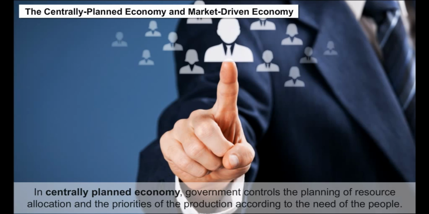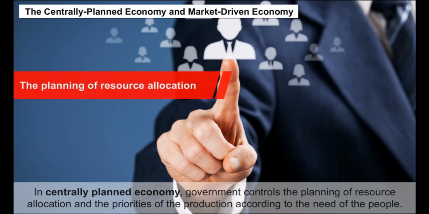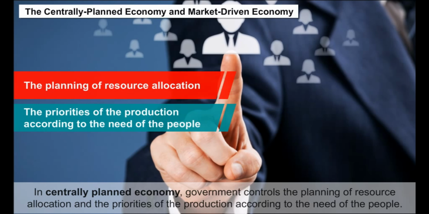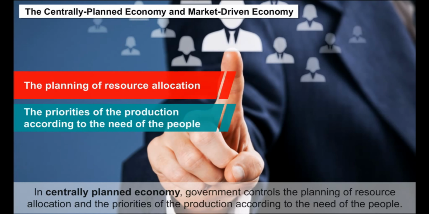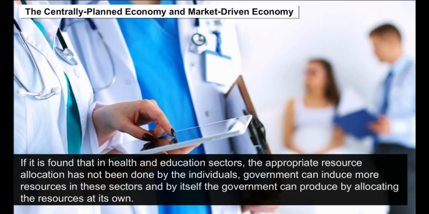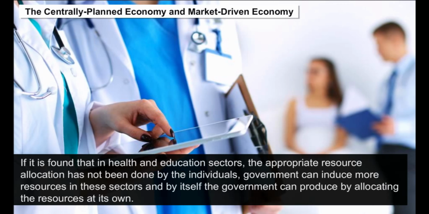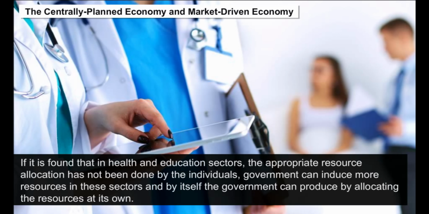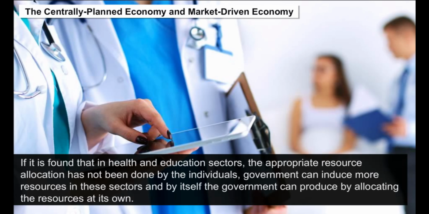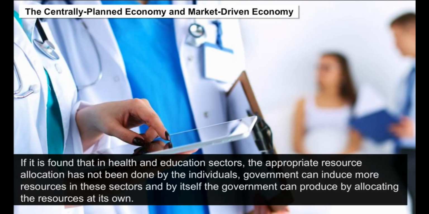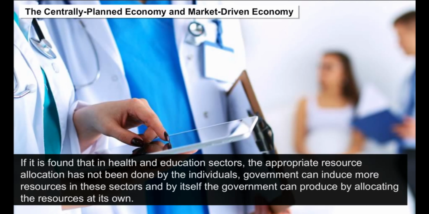In a centrally planned economy, government controls the planning of resource allocation and the priorities of the production according to the need of the people. For example, if it is found that in health and education sectors, the appropriate resource allocation has not been done by the individuals, government can induce more resources in these sectors, and by itself, the government can produce by allocating the resources at its own.